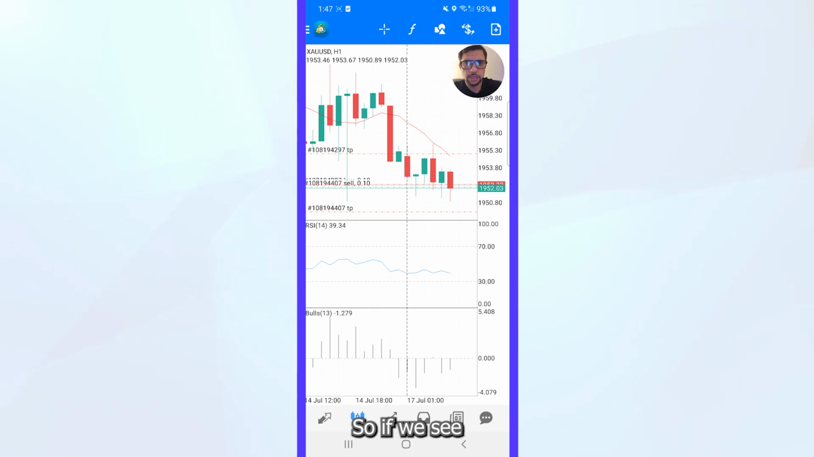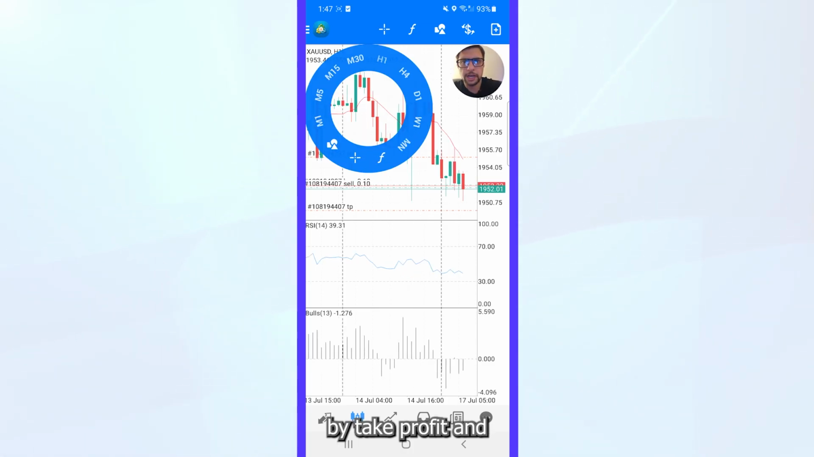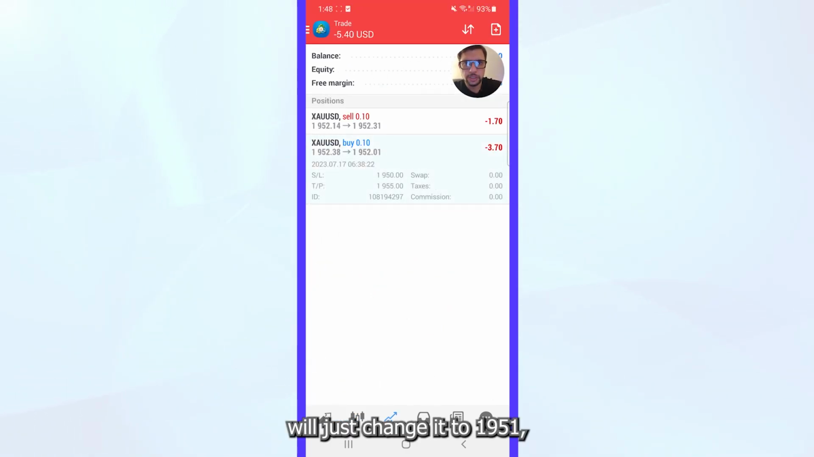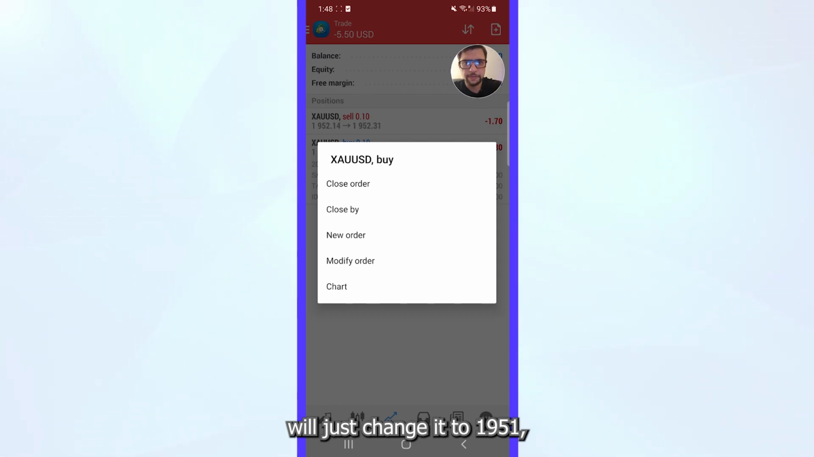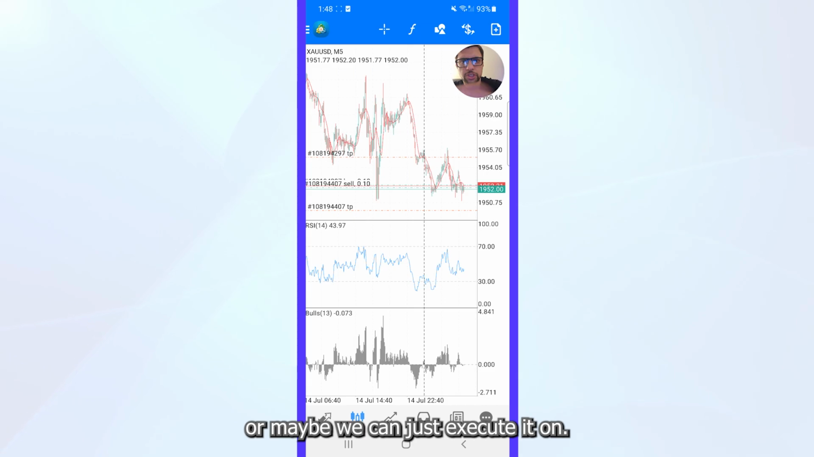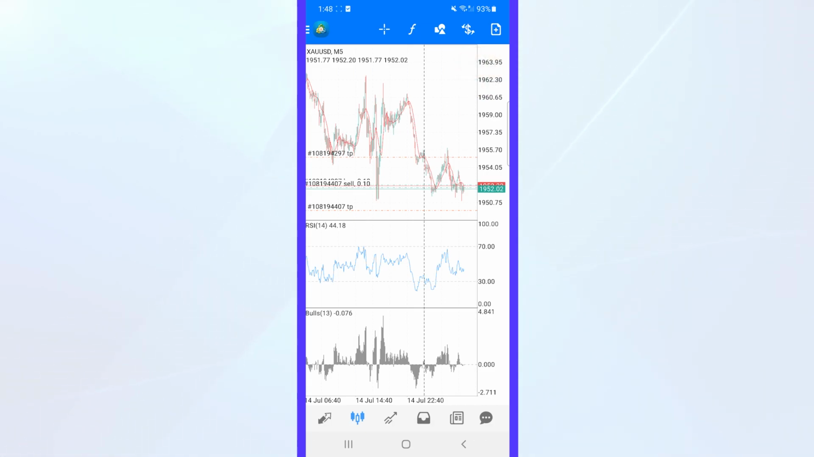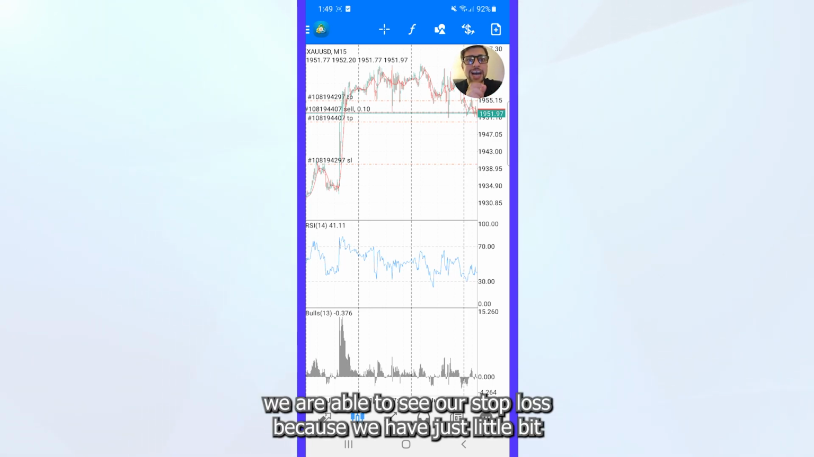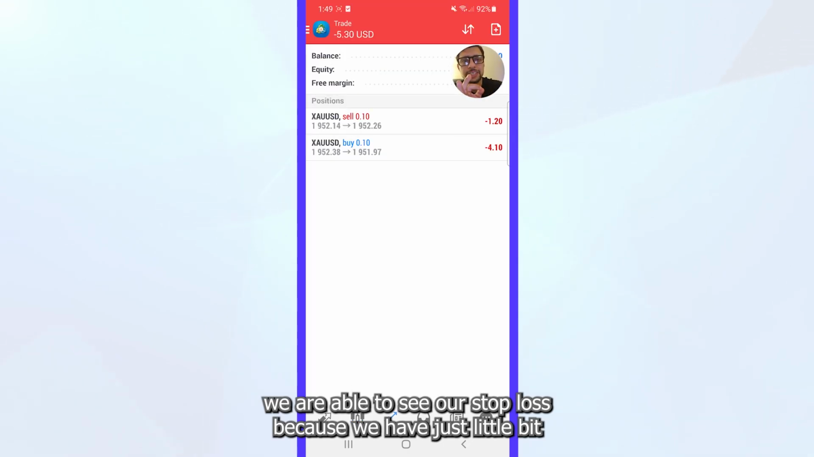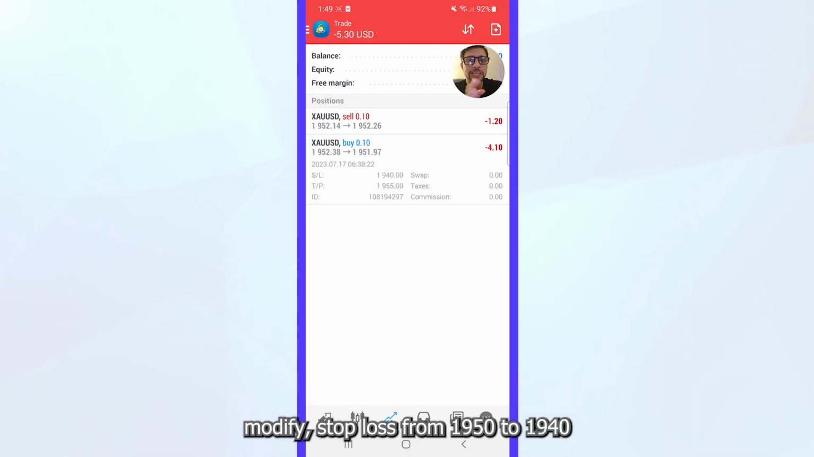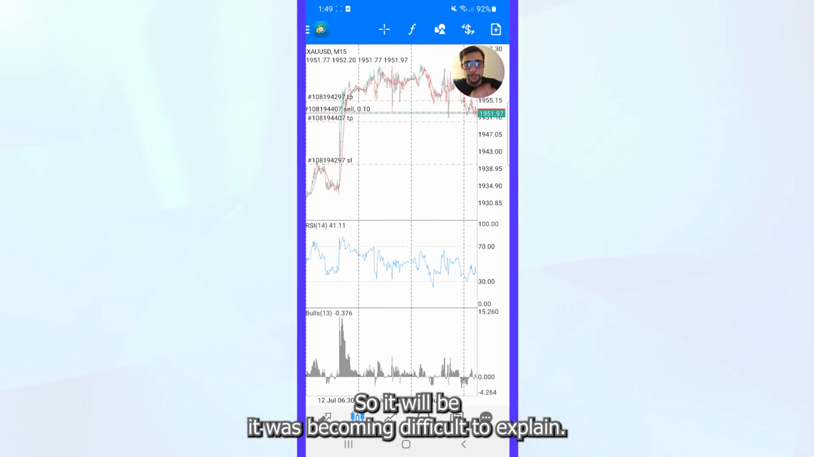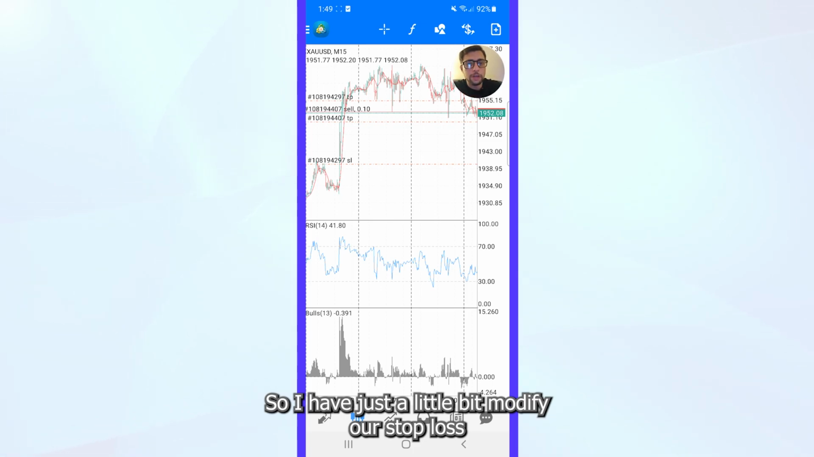So if we see buy, take profit, and just a second, we'll just change it to 1951, or maybe we can just execute it on. So now we can see our stop loss, because we have just slightly modified our stop loss from 1950 to 1940, because we have already executed so many orders. So it was becoming difficult to explain to you guys. So I have just slightly modified our stop loss.